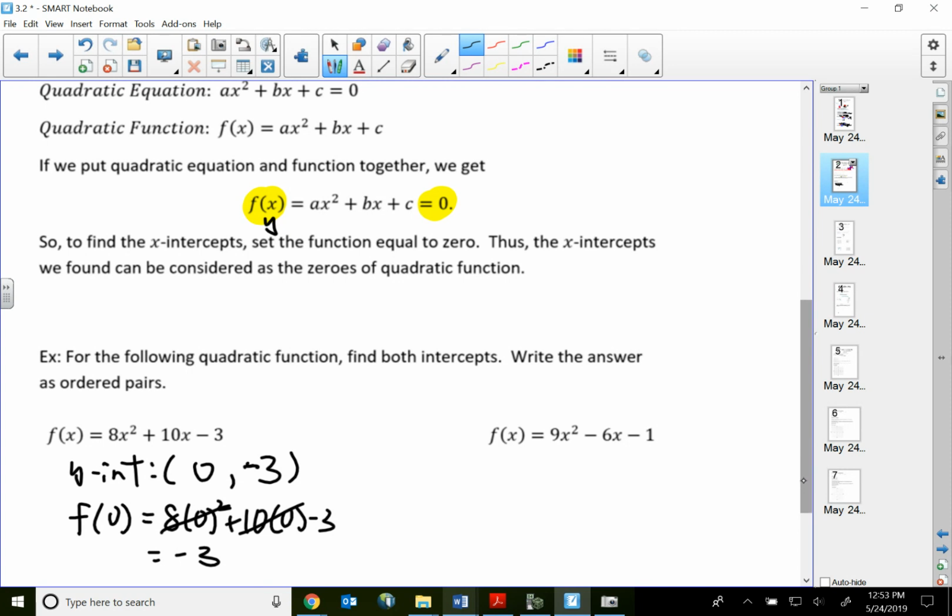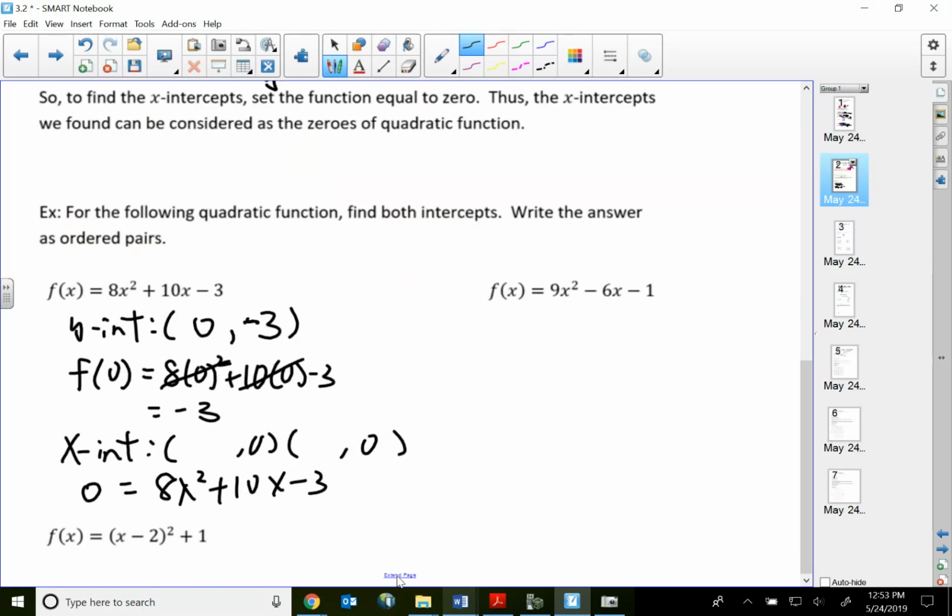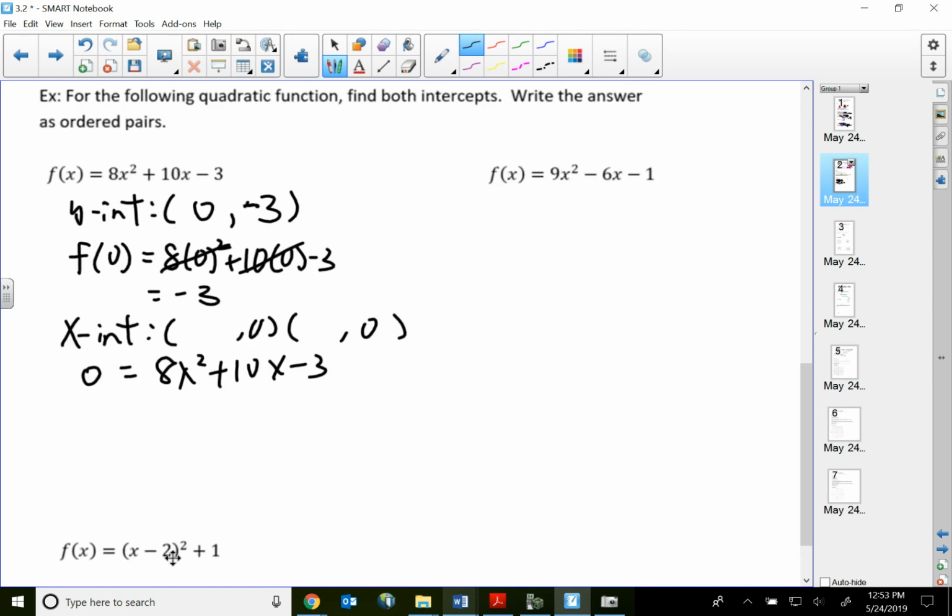Now let's find the x-intercept. This problem is factorable, so I'm going to try to factor it. Find x when y equals 0. To find the x-intercept, we set our quadratic function equal to 0. So that will be 0 equals 8x squared plus 10x minus 3. I'm going to do this by factoring. For the 8, I'm going to use 2 and 4. The 3 at the very end, I can only use 1 and 3.